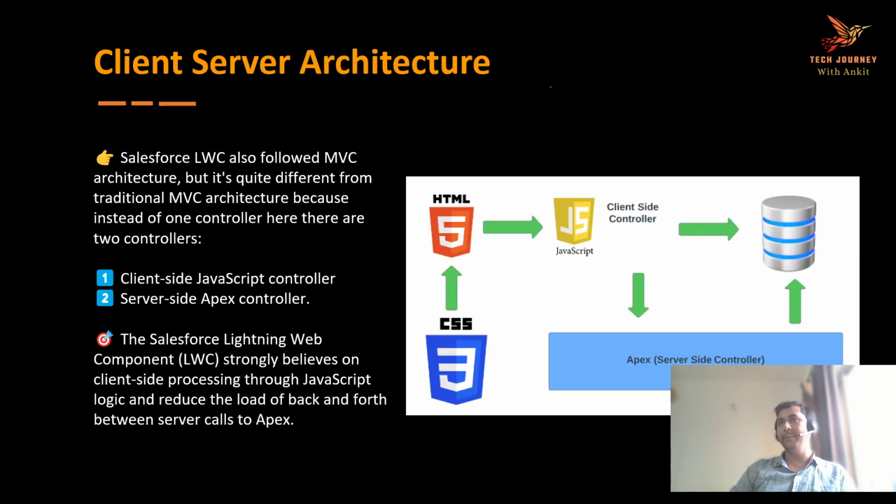Moving toward the next important part, that is the client server architecture. How will the client server architecture work in the Lightning Web component? As we discussed, we have different types of files. We have the HTML file, the JavaScript file, and the CSS file, right? So our Lightning Web components also follow the MVC architecture here. But this MVC architecture is quite different from the traditional MVC architecture here.